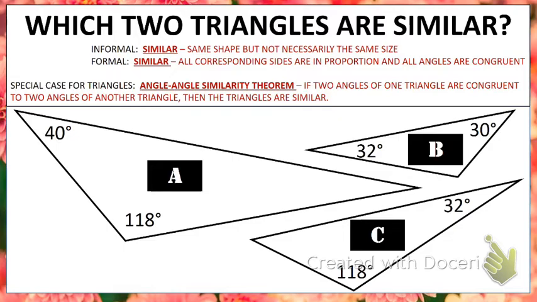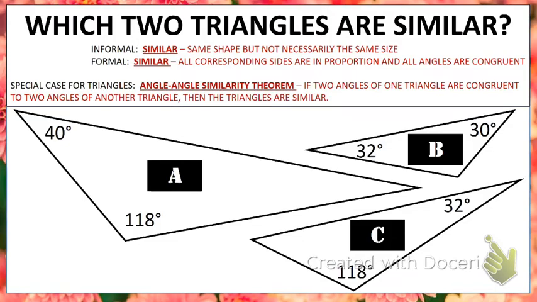If you're still unsure of what similar shapes are, the informal definition is they are things that are the same shape but not necessarily the same size. The formal definition is that if you have two similar polygons, all of their corresponding sides will be in proportion and all of their angles will be congruent. We're not working with just any polygons in this problem. We're working with triangles, so we will use the special case for triangles, the angle-angle similarity theorem.